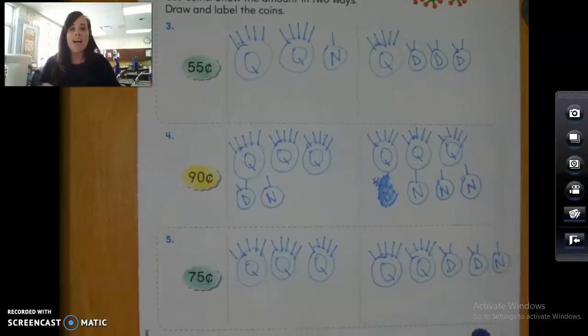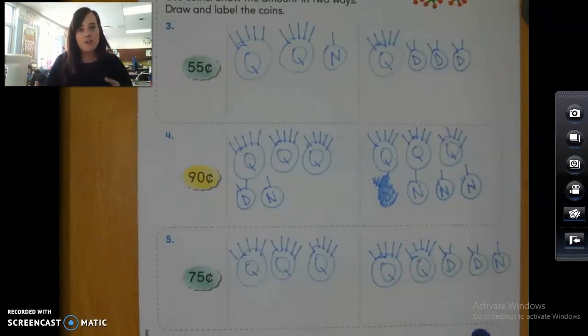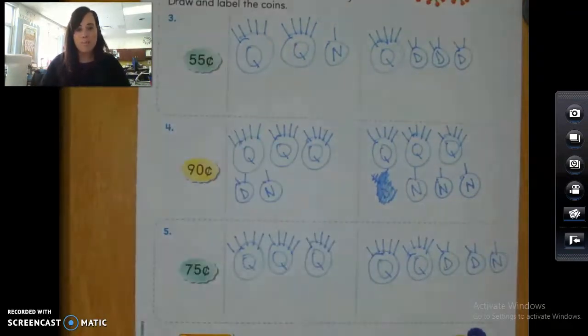Now, if your ways don't exactly match mine, that's okay. Maybe have your homeschool teacher, whoever you have at home with you, have them check your work, make sure that you have coins that equal the right value, okay? Then go ahead and try the rest of the problems. Again, ask them if you're right, whoever you're at home with, and check your work, okay?